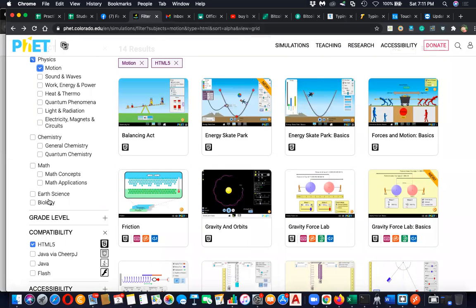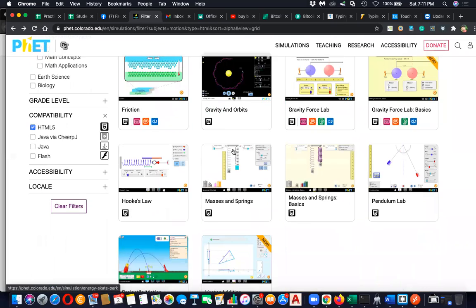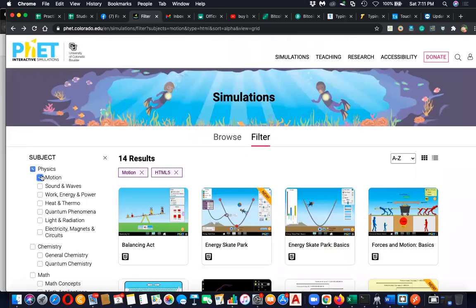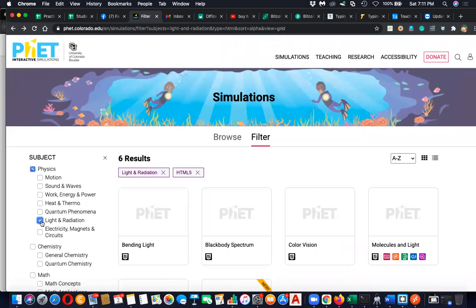And for biology and earth science also, there are some. If you are interested in learning these things, just go through this, and maybe for all levels you could have used this. For all levels, there is lights and radiation one.